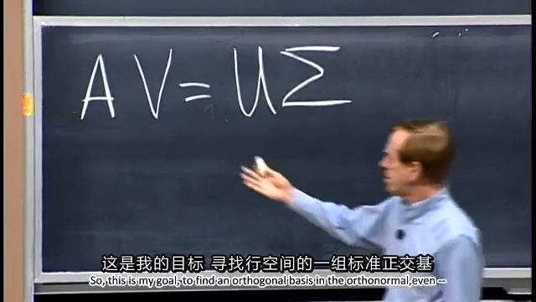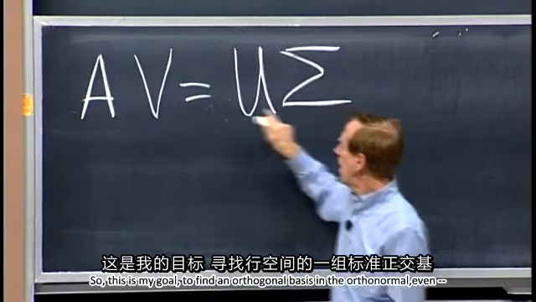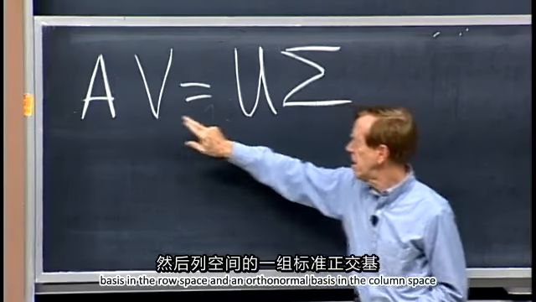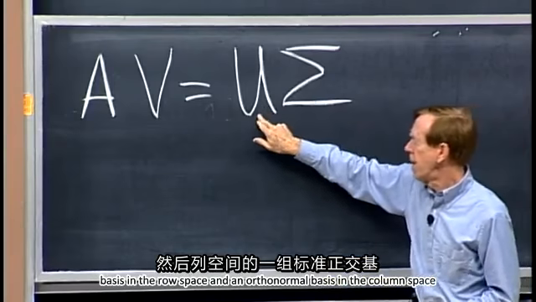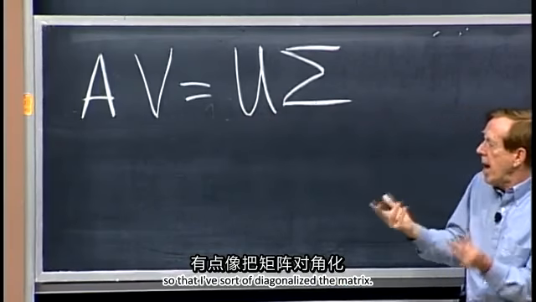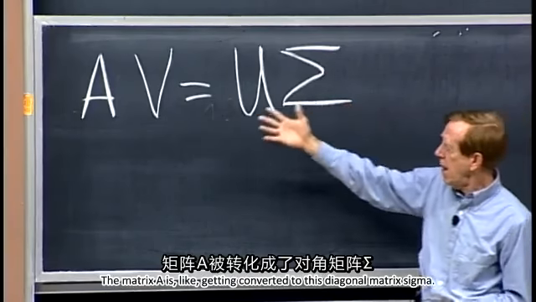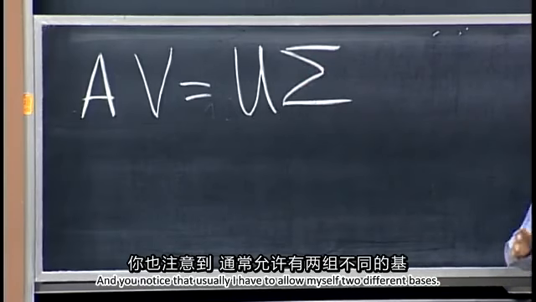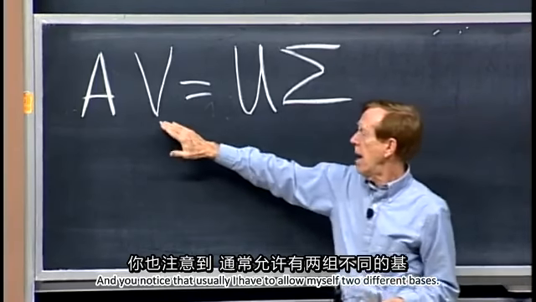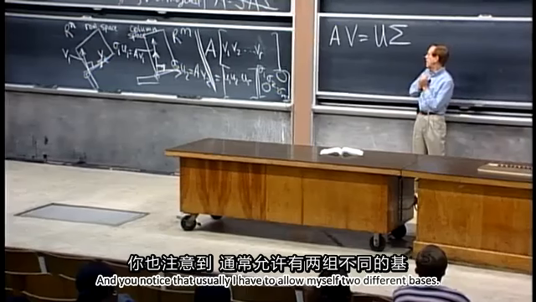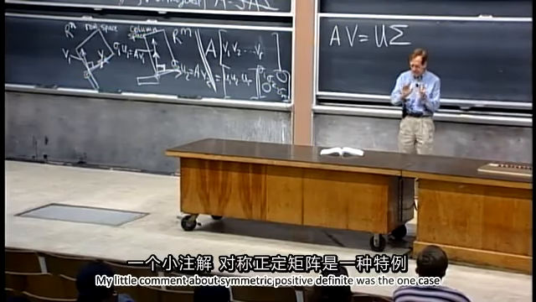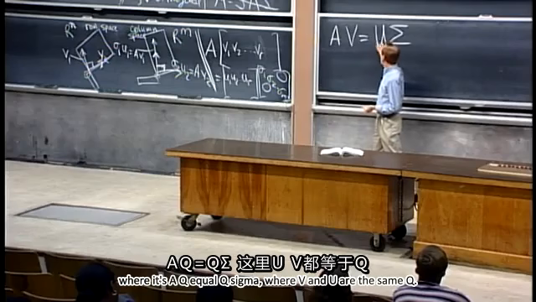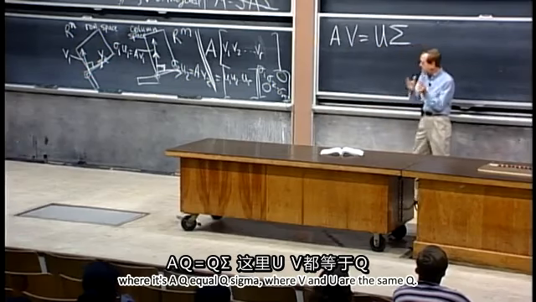So this is my goal, to find an orthonormal basis in the row space, and an orthonormal basis in the column space, so that I sort of diagonalize the matrix. The matrix A is like getting converted to this diagonal matrix sigma. And you notice that usually I have to allow myself two different bases. My little comment about symmetric positive definite was the one case where it's A Q equals Q sigma, where V and U are the same Q.